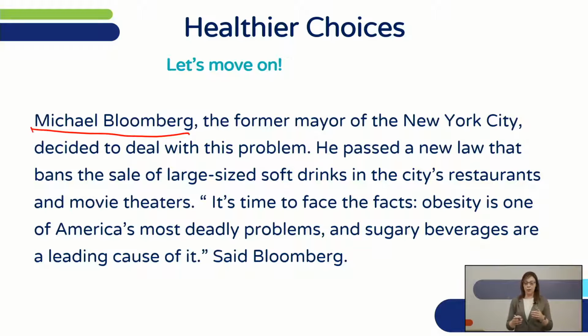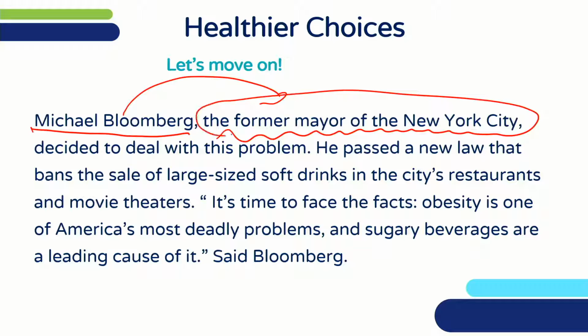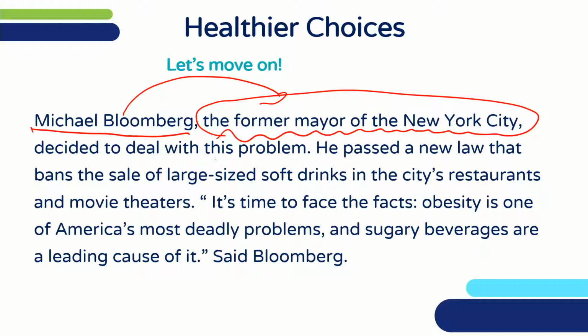Before we move on, we need to pay attention to some pieces of information here. We're given a name, and also we know who this person is, the previous mayor of New York City. He worked at the municipality like we have now. He was worried about the problem of what? The problem of obesity, because this problem refers to the problem of obesity. So he did something. He passed a new law. What is this law? It bans, it forbids the sale of large-sized soft drinks in his city, but not all over the city, only in restaurants and movie theaters.